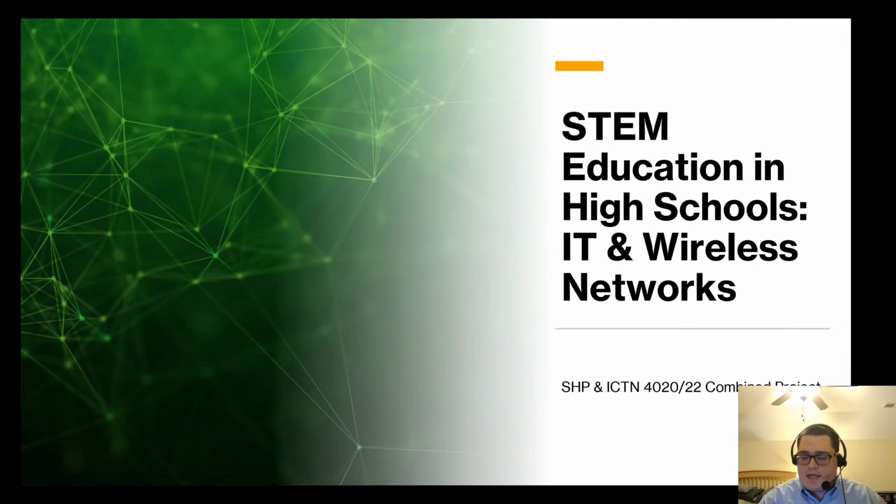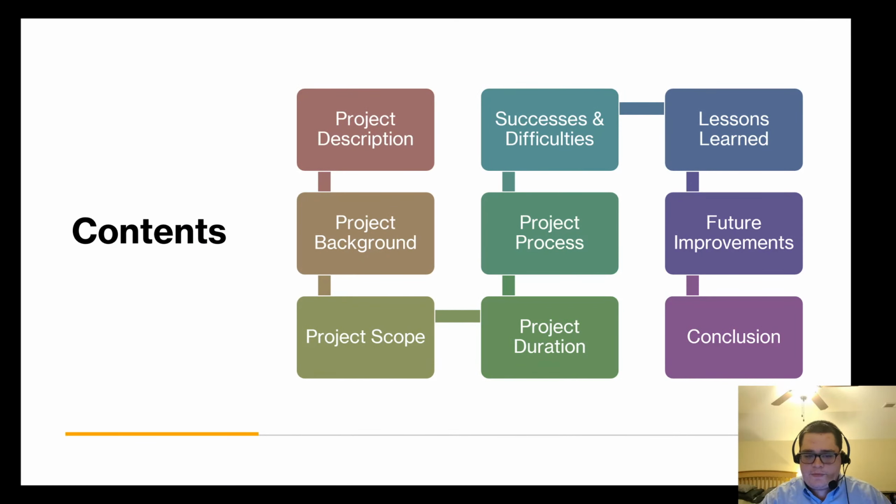So today I'm going to go over 3 different portions of it. I'm going to go over just a project overview. I'm going to do a brief preview of what the lesson actually looks like, and I'm going to finish with a brief preview of what the hands-on activities look like. So we will start with the project overview. The contents of this presentation are going to include the project description, the project background, the scope, the duration of the project, the process and creation of the project, successes and difficulties, lessons learned from the project, future improvements, and the conclusion.